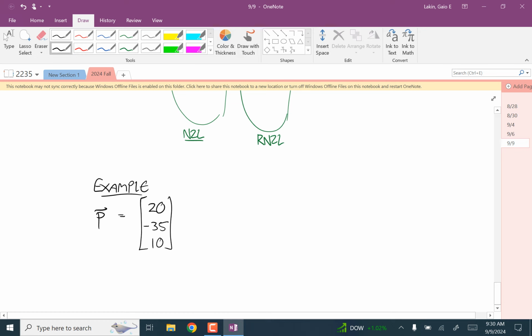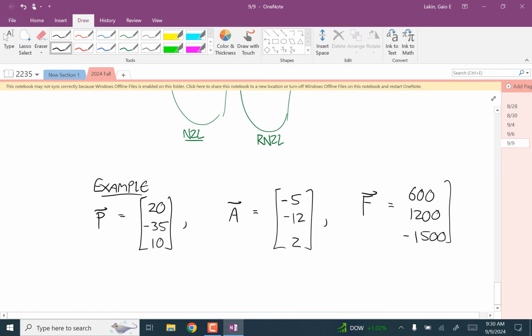The about point, let's say that's negative 5, negative 12, 2. And then the force that's being applied at that point P is 600, 1200, negative 1500. What's the moment produced by that force?